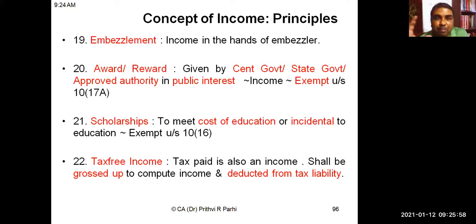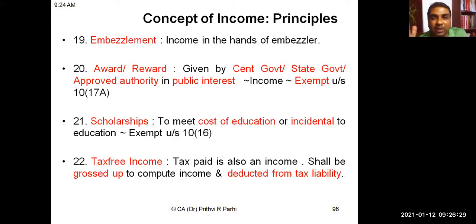Embezzlement, let us say misappropriation of cash. Somebody has embezzled some asset, misappropriated some asset. So this is income in the hands of the embezzler. Okay, did you understand? Yes, sir. Let us say from your office cash box, somebody has taken 1,000 rupees. Somebody stole 1,000 rupees. That is his income. He will be punished under different law, but under income tax law, that is his income.